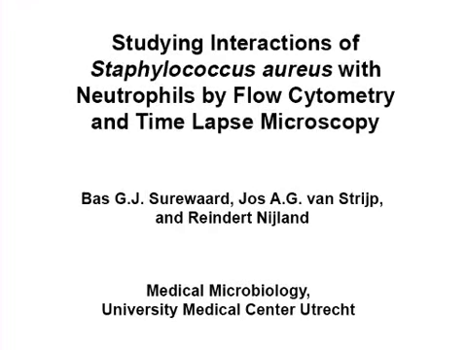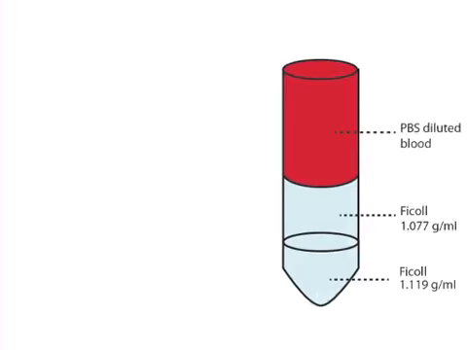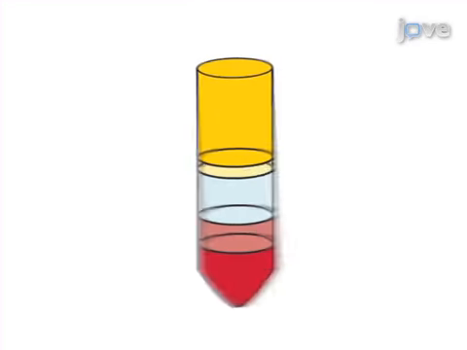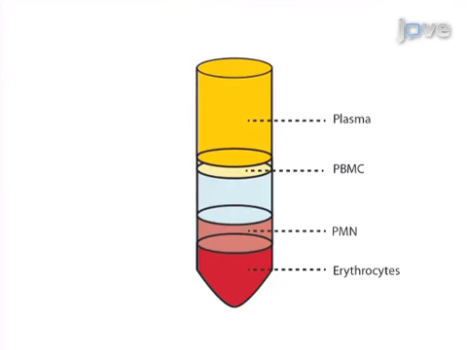The overall goal of the following experiment is to study the effects of staphylococcal phenol-soluble modulins, or PSMs, on human neutrophils. This is achieved by first isolating neutrophils from human blood for subsequent in vitro analysis.